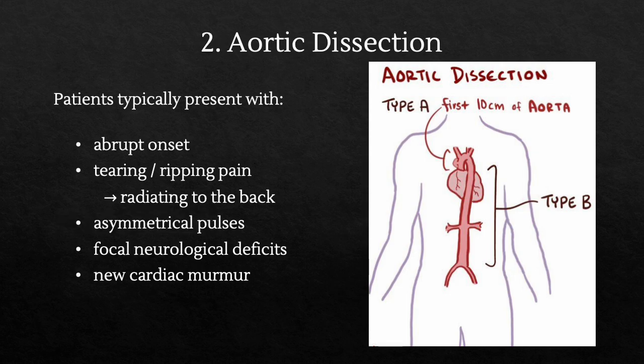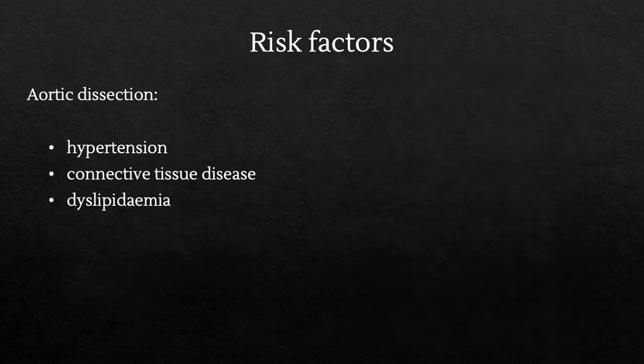When it is a type A, these patients can present with an MI, they can present with focal neurological deficits due to subclavians being knocked out, they can present with a new cardiac murmur. If it is a type B, they usually present with more asymmetrical pulses, but most of them complain of a tearing pain in the chest radiating to the back. On history, you'll most likely find your risk factors for the aortic dissection. You'll find that patients that are hypertensive, patients with connective tissue diseases, and your dyslipidemic patients are more at risk for having aortic dissections.